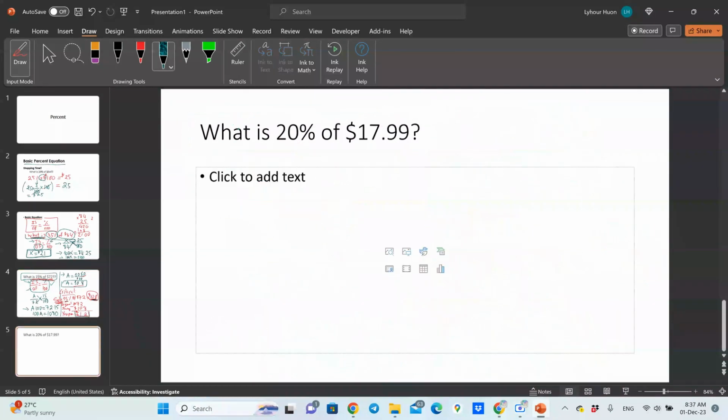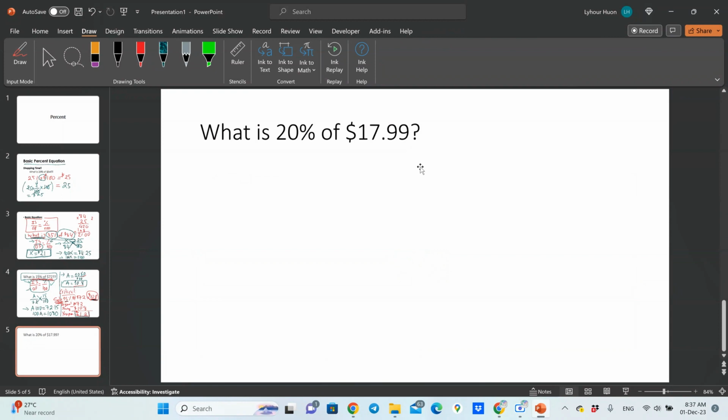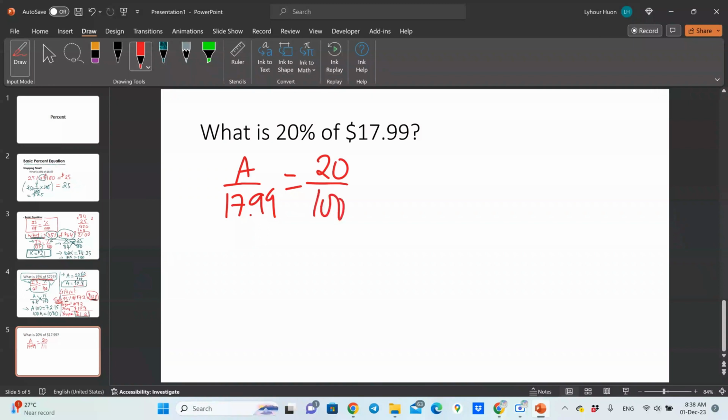Okay, here. A over 17.99 equals 20% which is 20 over 100. So do I need to multiply 17.99 times 100, or can I just round it up?